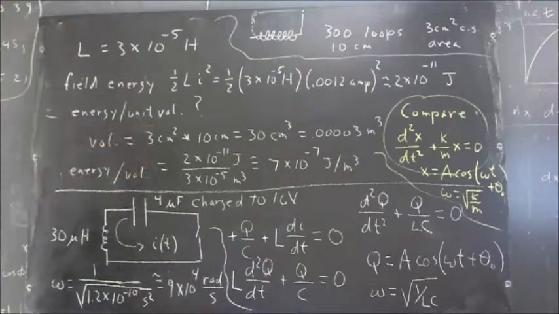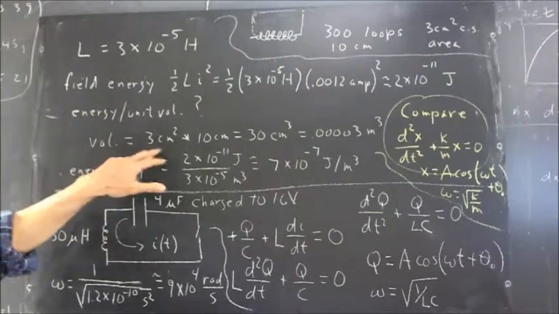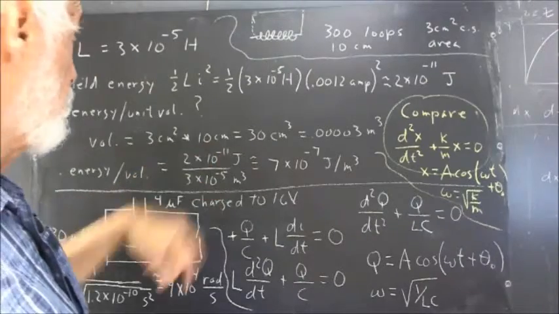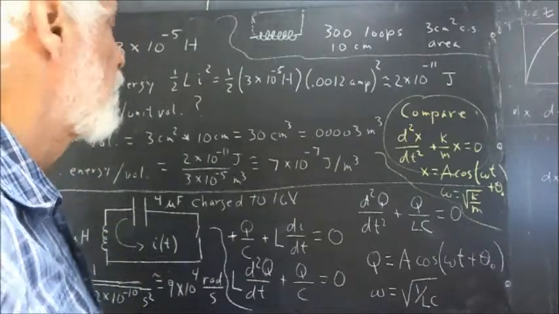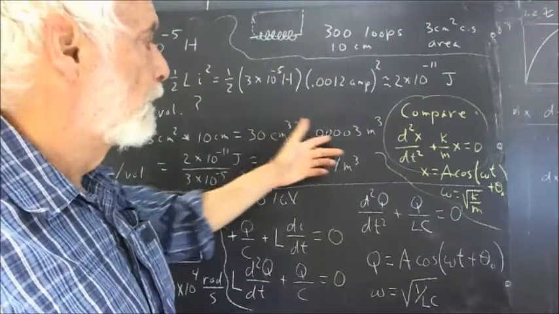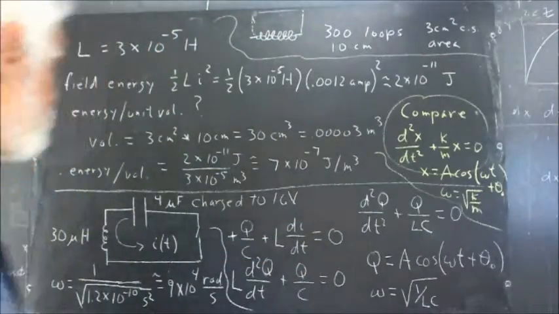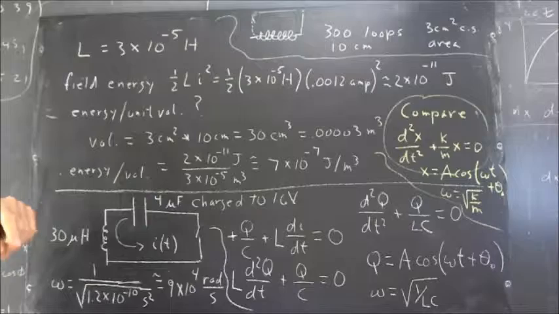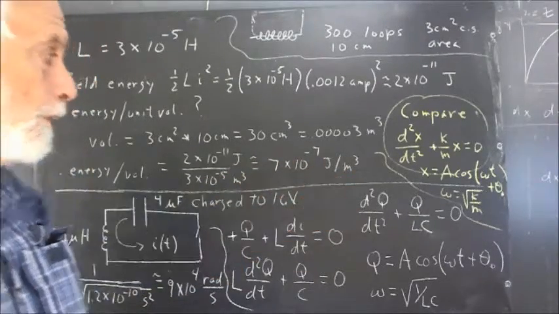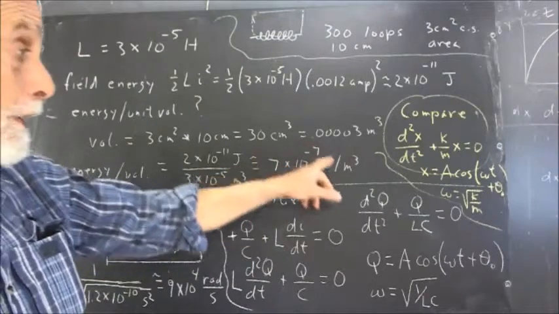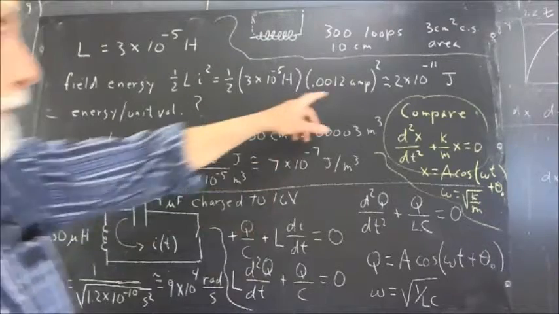What's the energy per unit volume? Well, the volume of this coil here is simply the cross-sectional area, 3 square centimeters, multiplied by the 10 centimeter length, 30 cubic centimeters, or 0.00003, 3 times 10 to the negative 5th cubic meters. We divide the energy by the volume, and we get the energy per unit volume. Very small energy per unit volume in this case, 7 times 10 to the negative 7th joules per cubic meter. Now this is with a very small current.